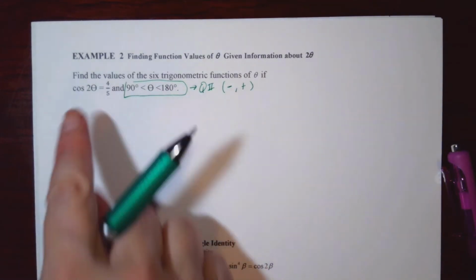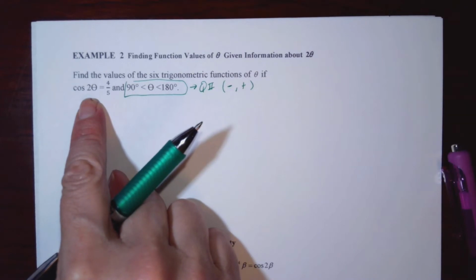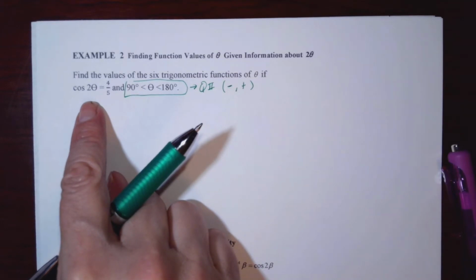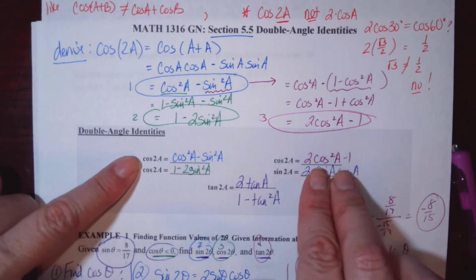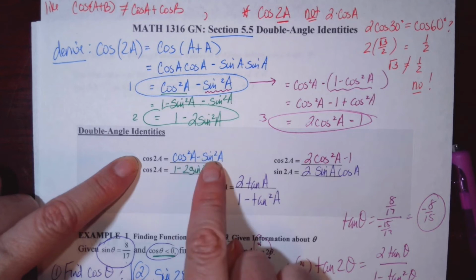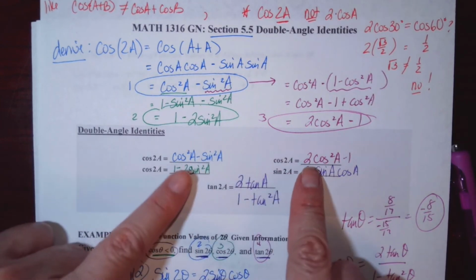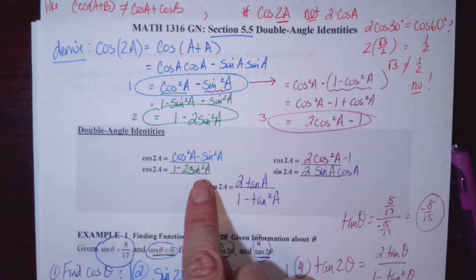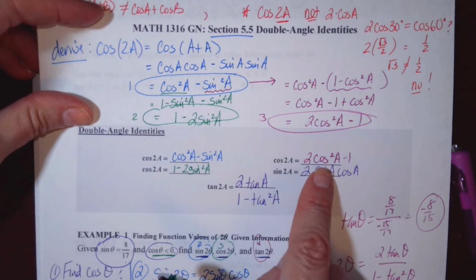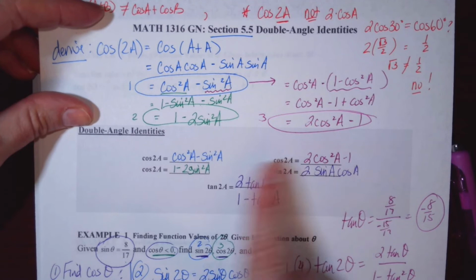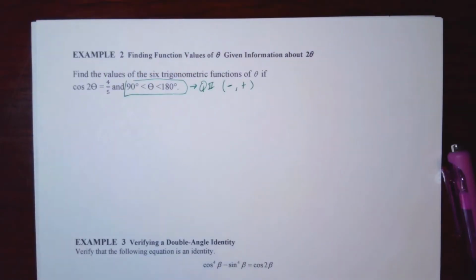Now, we are given cosine of the double angle, and we need to find all 6 trig functions from that. Now, when I look at my cosine double angle identities, I've got 3 options. I don't want to use one with both sine and cosine because I can't solve for both of those at the same time. I'm going to have to pick one of these 2, and it doesn't matter which one we pick. I'm going to go ahead and go here just because that's the one I've already got down in my notes, but I could just as easily have gone with this one and solved for cosine instead of solving for sine. But we're going to use this one because that's the one I have down.